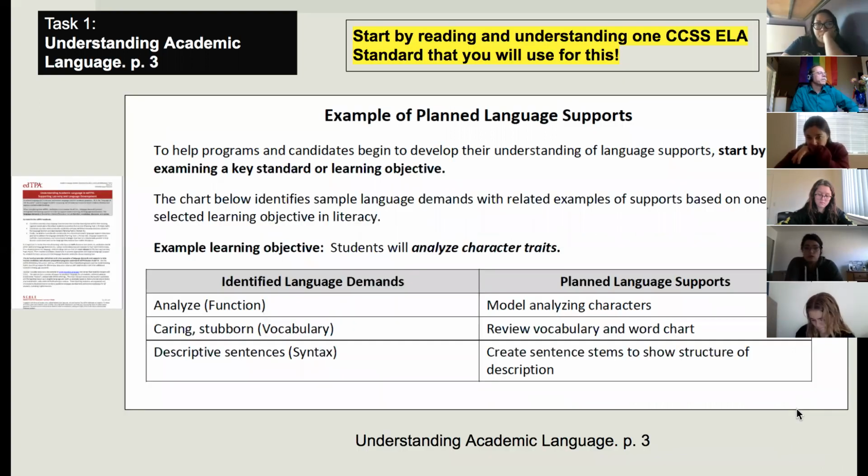So task 1, you want to start by reading and understanding one of your Common Core standards from ELA that you're going to use for this, right? And you want to see how it fits with the plan language supports and how that all aligns together. And they gave you an example here. Students will analyze character traits. And then it tells you the types of things you might do with that.